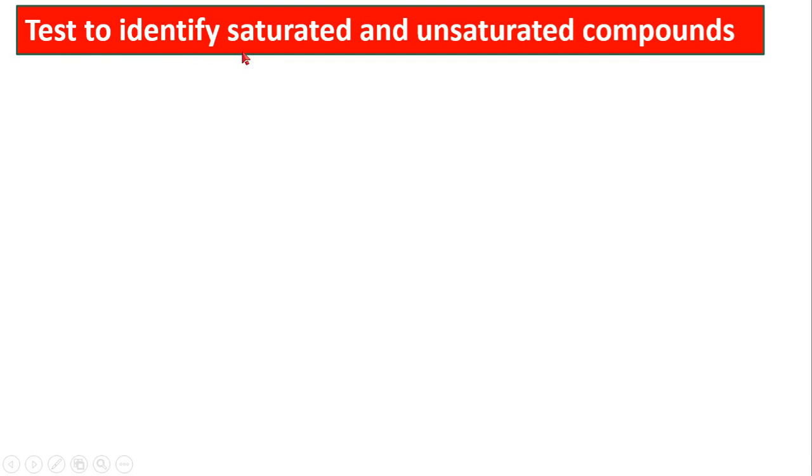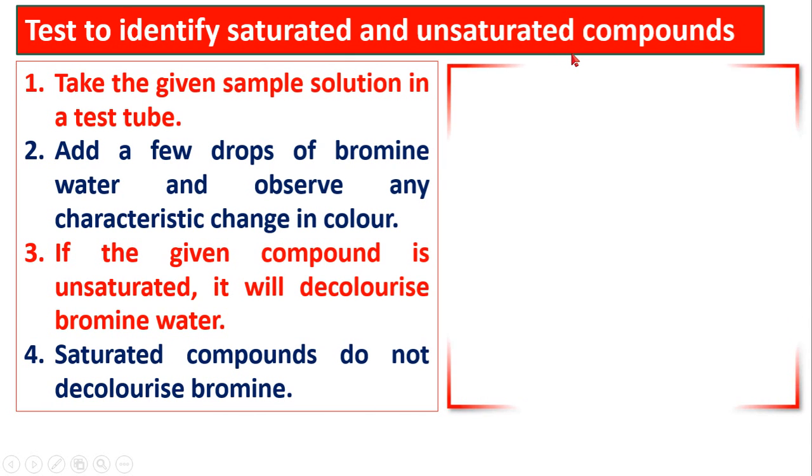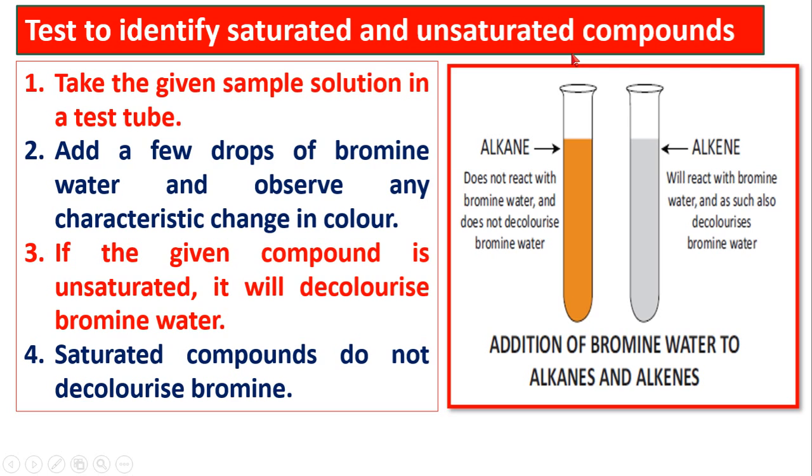The last topic, the test to identify saturated and unsaturated compounds. Come to the picture. Take a given sample solution in a test tube. The first test tube contains alkane. It contains a single bond. Alkene means it contains a double bond.